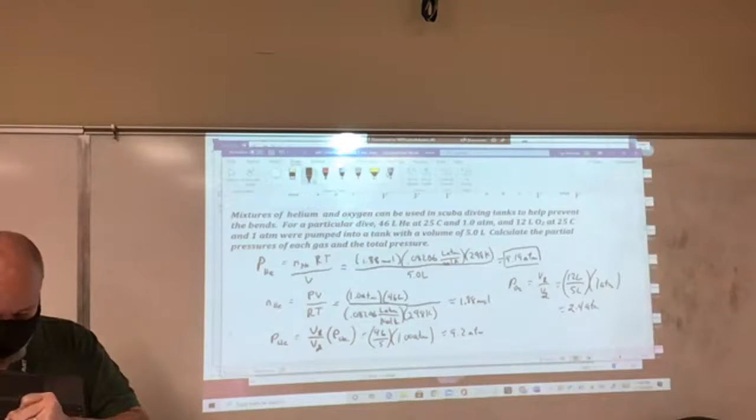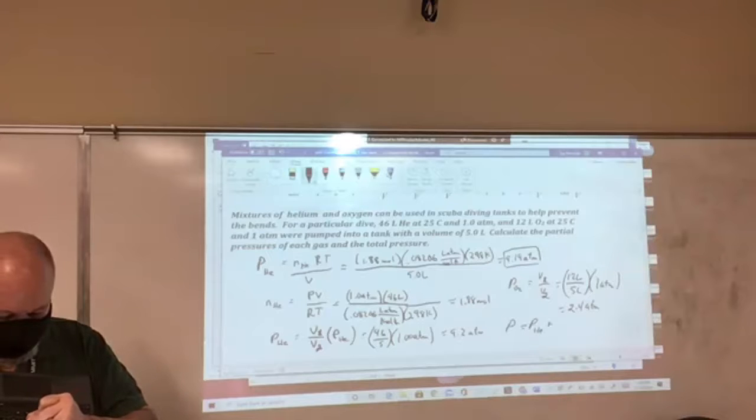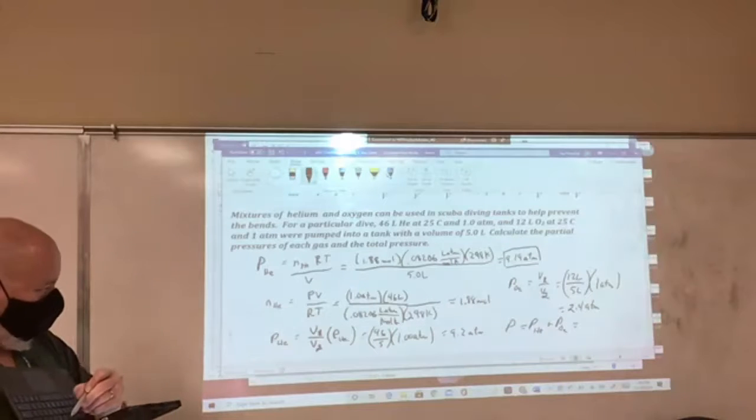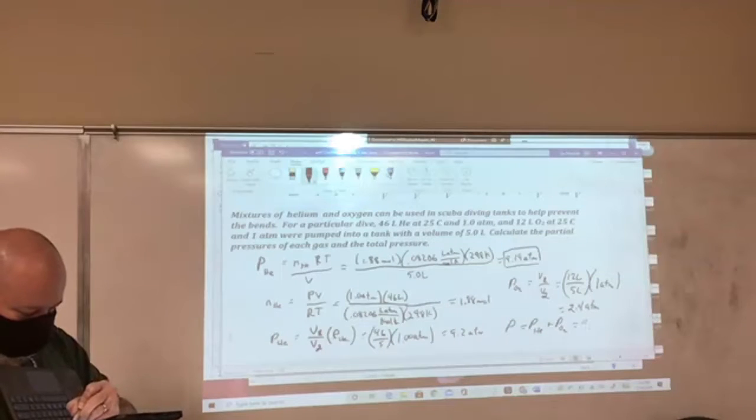Atmospheres. Okay, and so I want to know what the total pressure is. P equals P He plus P O2 equals 9.2 plus 2.4 equals 11.6.